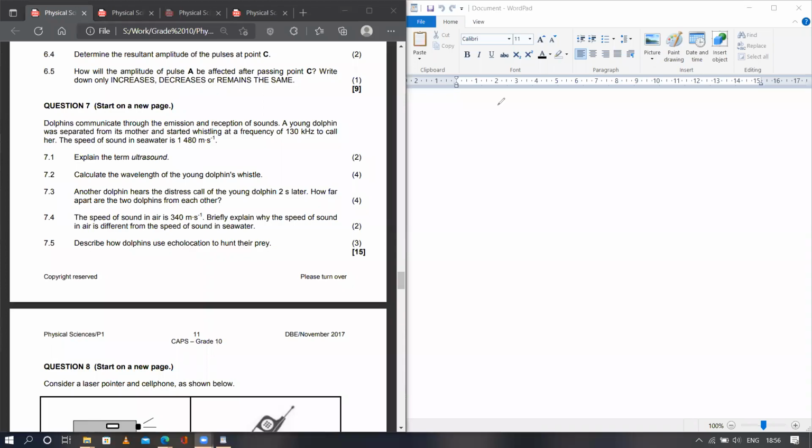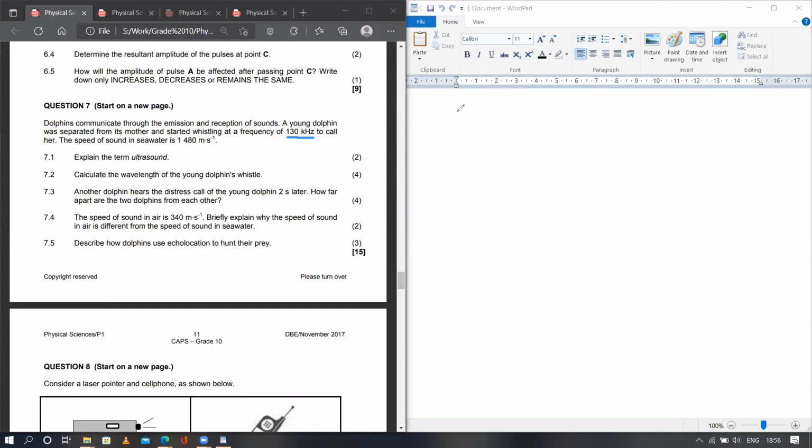So we're gonna go through question 7 from November 2017. It's a grade 10. They say dolphins communicate through the emission and reception of sounds. A young dolphin was separated from its mother and it started whistling at a frequency of 130 kilohertz.